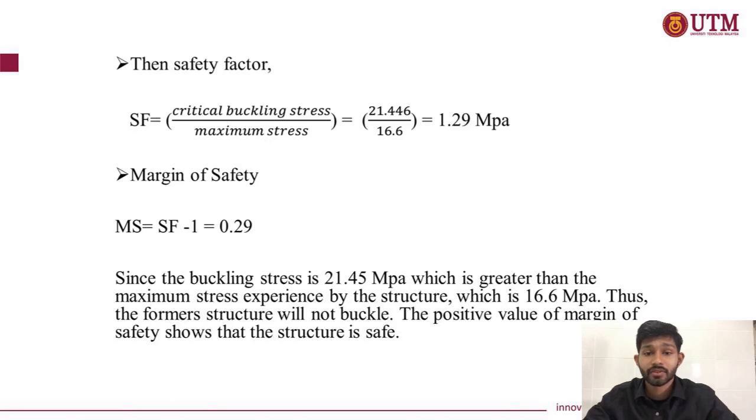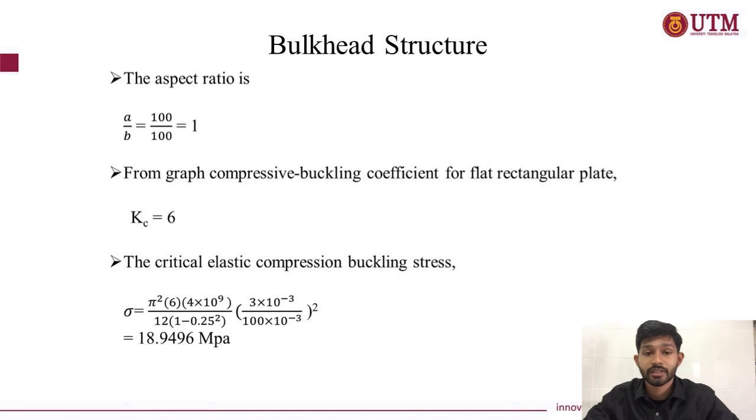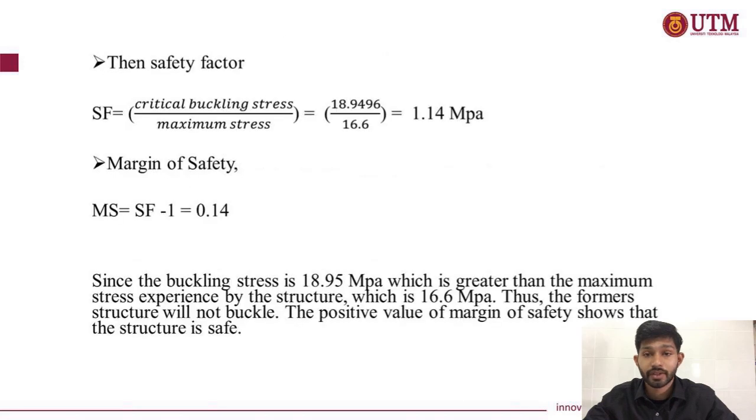Next, we calculate for the buckled structure. The steps are repeated the same as before. The aspect ratio we get is A over B, which is 100 over 100, which is the size of our bucket used. Referring to the graph, we get the Kc value as 6. Then we substitute the values and we find the critical elastic compression stress is 18.9496. Then we calculate the safety factor and we get 1.14, and the margin of safety we get is 0.14.